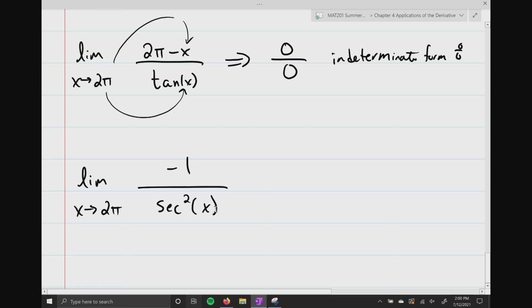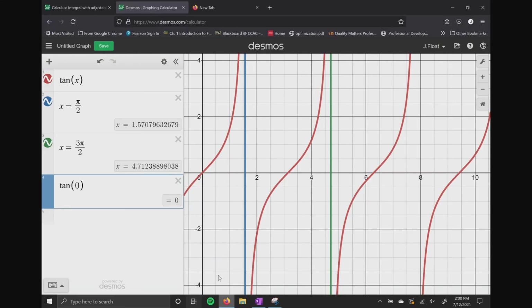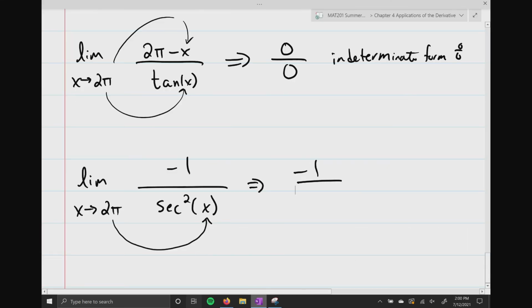So now we're going to use direct substitution and see what happens. I get negative 1 over, and I'm going to use Desmos again because I really like Desmos, and I really want everyone to start using it if you can, secant squared of 2 pi, which equals 1. So I get negative 1 over 1, which equals negative 1.